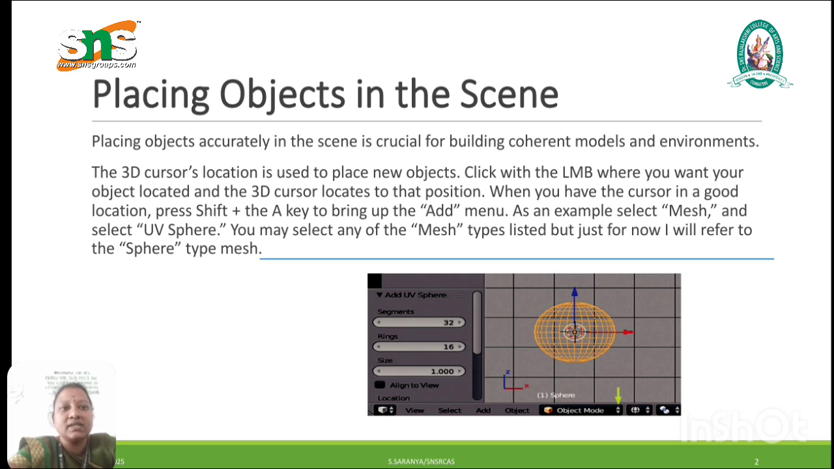When you have a cursor in a good location, press Shift+A to bring up the Add menu. As an example, select Mesh and select UV Sphere. You can select any mesh type listed, but just for now I will refer to the sphere type of mesh.